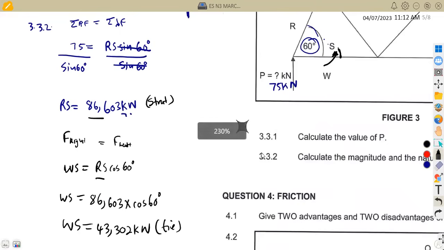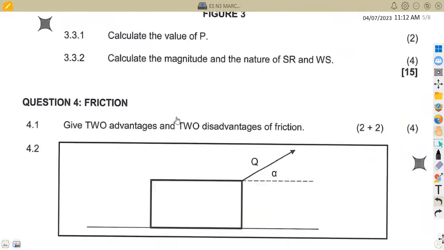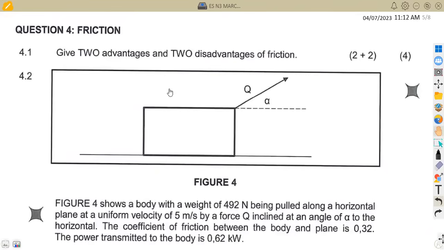The magnitude of RS, the magnitude of WS in this case, 15 marks on this question. Question 4: give 2 advantages and disadvantages of friction. All right, so we are given to have these as the advantages and the disadvantages.